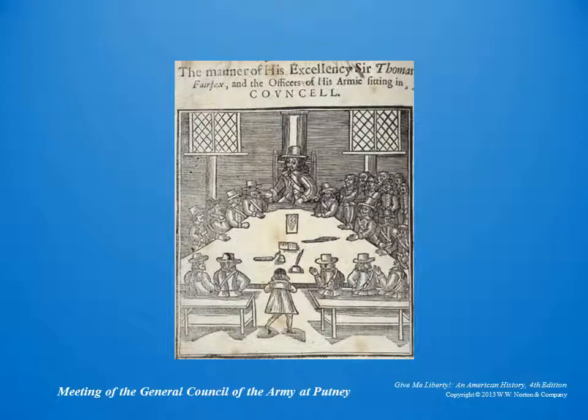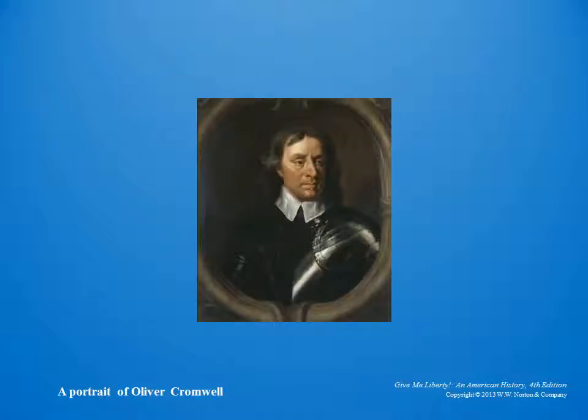Here we have a picture of the meeting of the General Council of the Army at Putney. This is a scene of debate in 1647 over the ideas of liberty and democracy between the Levellers and a more conservative group of army officers. And here we have our portrait of Oliver Cromwell. Remember, he ruled England after the execution of Charles I. This painting was done by Sir Peter Lely. And that is the end of chapter 2.